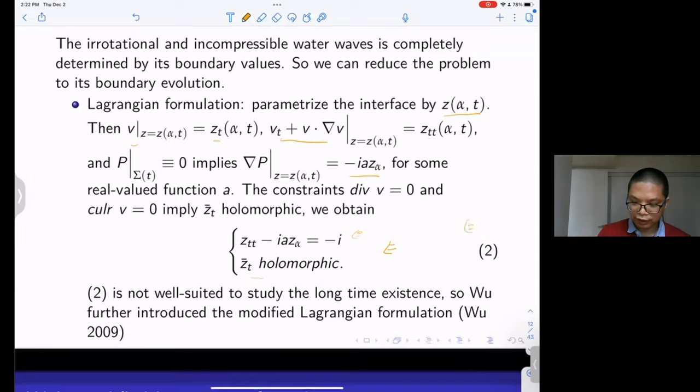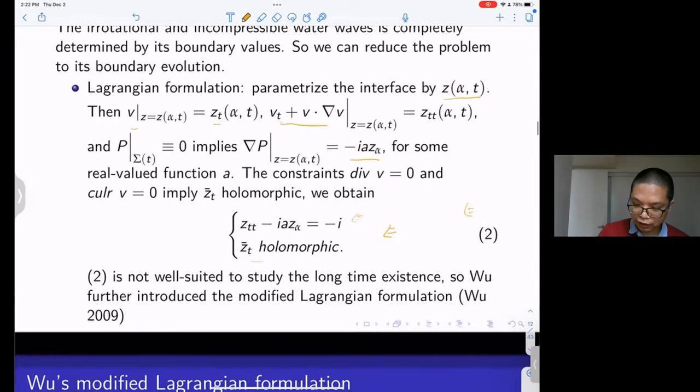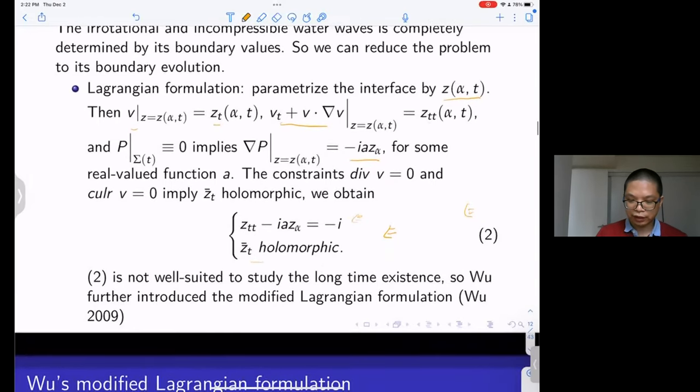But this coordinate system is not so good for the study of long-time behavior. To see the instability, as we will see very soon, we need to wait for a sufficiently long time. This natural, or naive, Lagrangian formulation is not well suited to study long time existence.